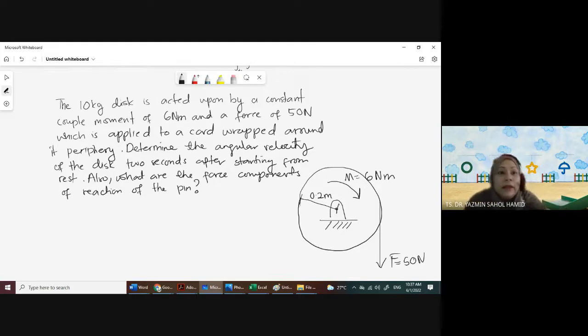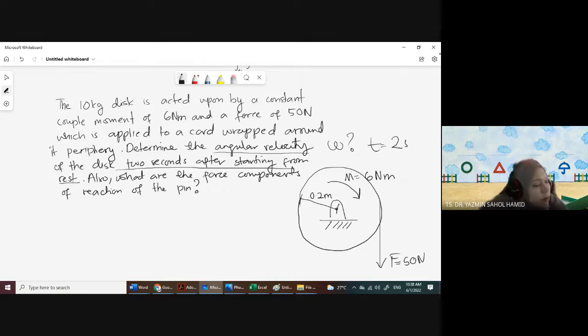Alright, okay. The 10 kilogram disc is acted by a constant couple moment. So kita ada couple moment 6 Newton meter and a force 50 Newton. So ada two types of forces which is applied to the cord wrapped around its periphery. Determine the angular velocity. So kat sini dia nak kita determine omega of the disc 2 seconds after starting from rest. So at time berapa? 2 seconds and then starting from rest.